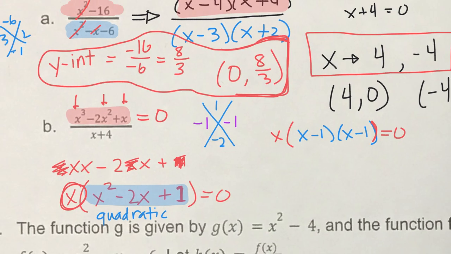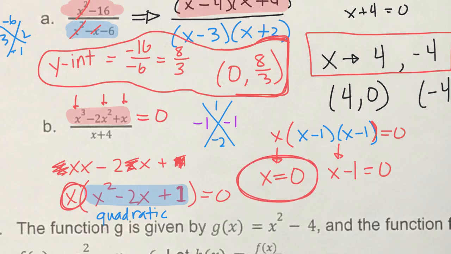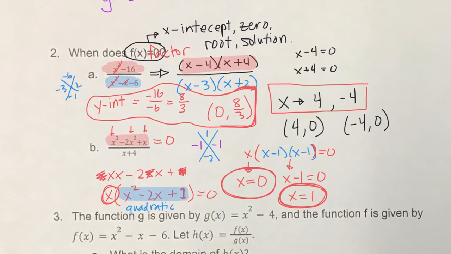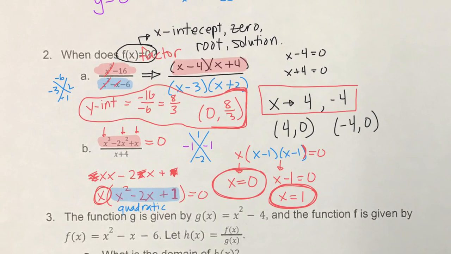Because once we have it factored, you set each of your factors equal to 0. And since there are 2 of these ones, you only have to do one of them. So this crosses our x-axis at 0 and at positive 1. Okay, so anytime you want to figure out when f of x equals 0, you're looking for your x-intercepts. So you factor, see if anything cancels, and then solve your numerator.